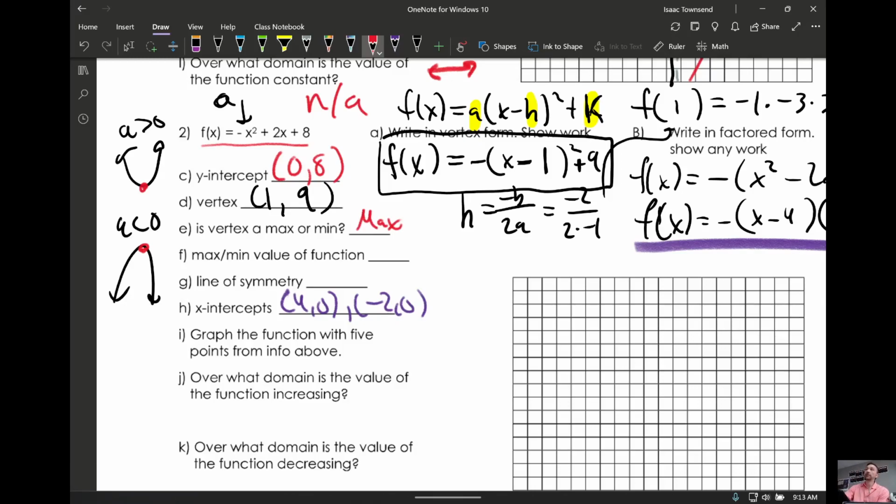And then part F, I've already done this, you just have to make this connection. Vertex, the biggest value is 9, it occurs at 1. But part F is asking what is the biggest value, or smallest value if it was a min. The line of symmetry needs to be a vertical line that goes through the vertex. So to go through 1, 9, its equation needs to be x equals 1.